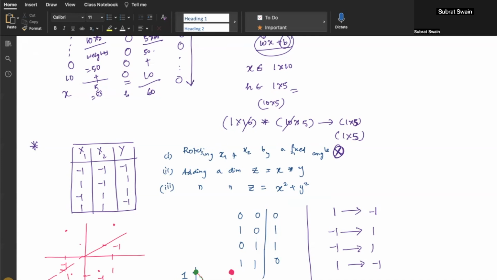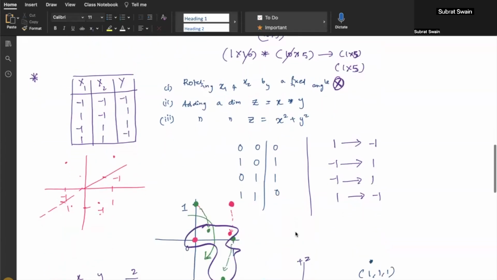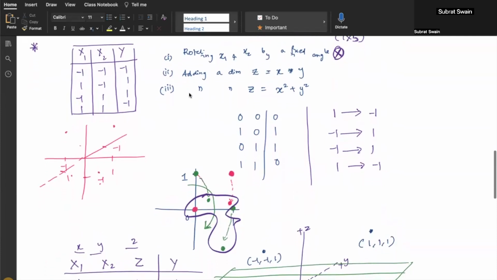So there are three options. One is rotating x1 and x2 by a fixed angle. Second is adding a dimension z that equals x times y. And the third is adding a dimension z that is x square plus y square. But here, as I say, z equals x times y is not actually x and y, it's actually x1 and x2. So in option 3 also, z equals x1 square plus x2 square. Okay, so try to solve this one as well. I'll come back again in a few minutes.